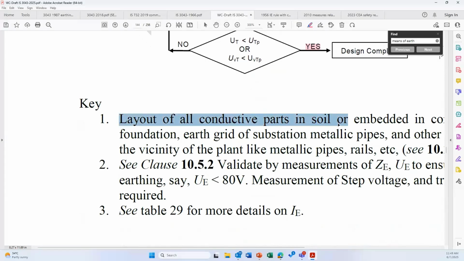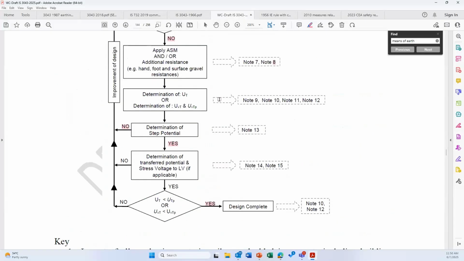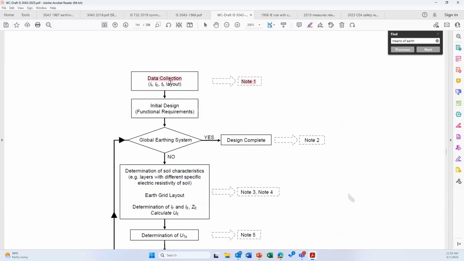Layout of all conductive parts in soil or embedded in concrete, including building foundations, earth grid of substation, metallic piles and other metallic installations in the vicinity of the plant like metal pipes, rails, etc. So all the buried parts inside concrete and in soil have to be considered while calculating this particular layout. Then initial design, functional requirements.